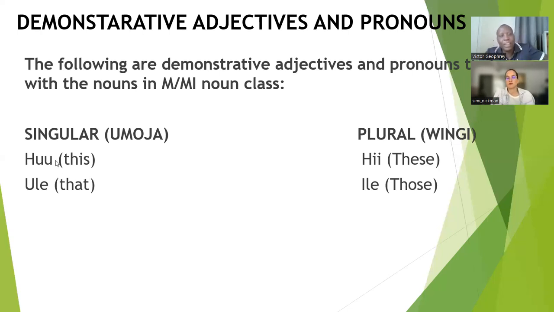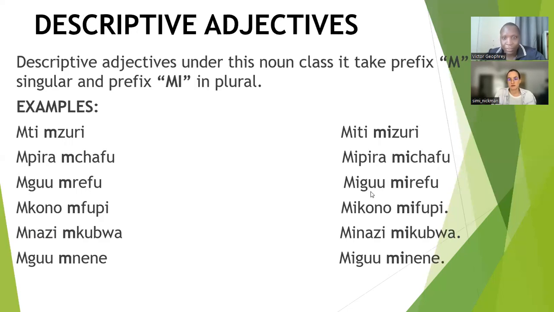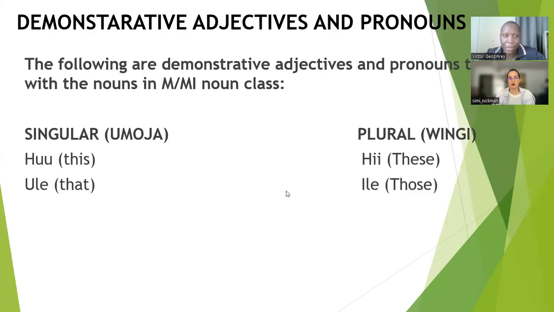Remember, this one is for the nouns in singular. When the nouns are in singular, you use huu and ule. But when the nouns are in plural, you use hii or ile. For example, angalia mikono hii. Angalia miguu hii mizuri. That is in plural.